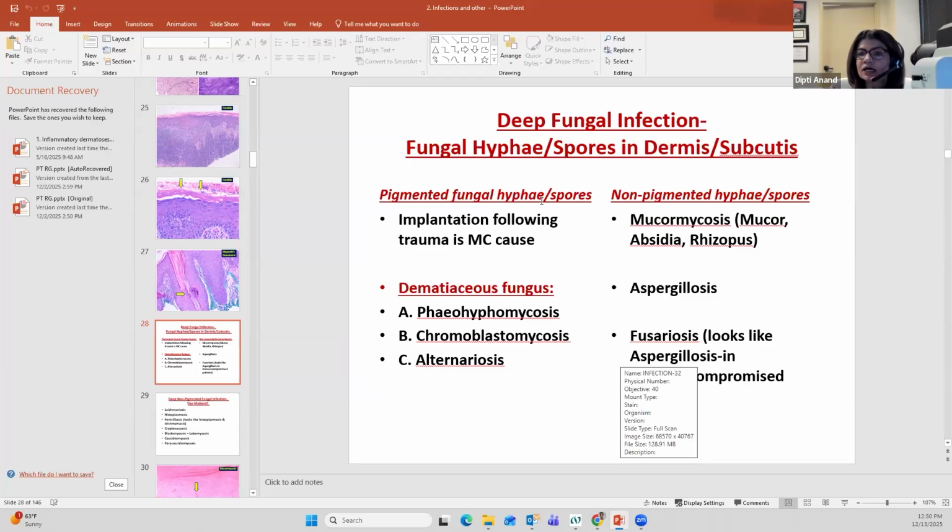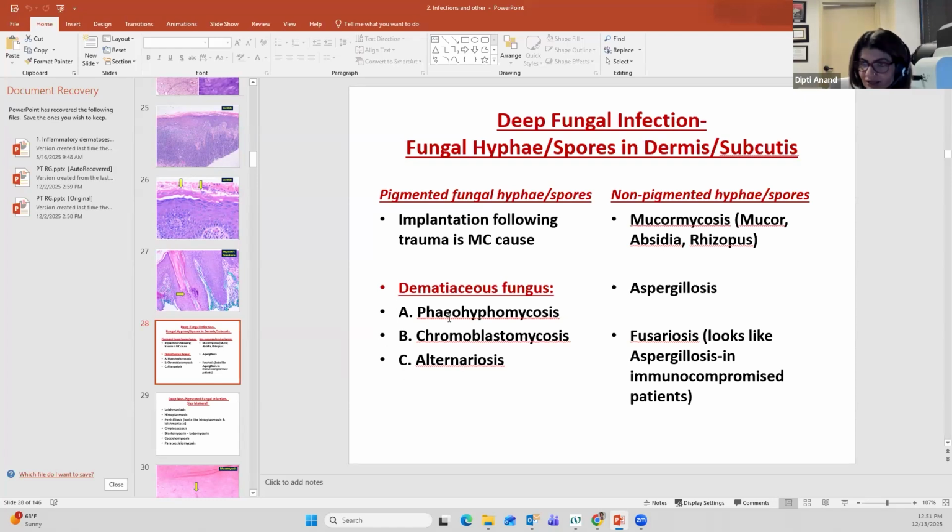Okay. This is when you're seeing both hyphae and spores. Okay. The yeast forms are different. When you see the yeast forms, then you are going to be in this category. When you're seeing a deep fungal infection with the hyphae and the spores, then you're thinking to yourself, is it pigmented or not pigmented? If it's a pigmented fungus, it's most commonly caused by secondary implantation from a trauma, and that's called a dematiaceous fungus. So pigmented fungus is a dematiaceous fungus. And a dematiaceous fungus could be chromoblastomycosis if it just has the spores, phaeohyphomycosis if it has both, and alternaria. Okay, the most common ones that we encounter are chromo and phaeohyphomycosis.